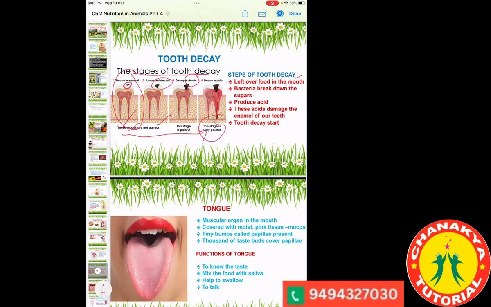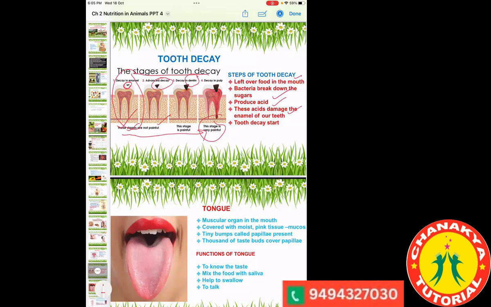Leftover food in the mouth. What are the causes of it? Whatever food is left in the mouth, if we have not gargled it out, or have not chewed it out, or have not cleaned it properly, that leftover food in the mouth will cause it. Bacteria break down the sugar. The bacteria will be breaking down the sugar and producing acid, and this acid damages the enamel of our teeth.